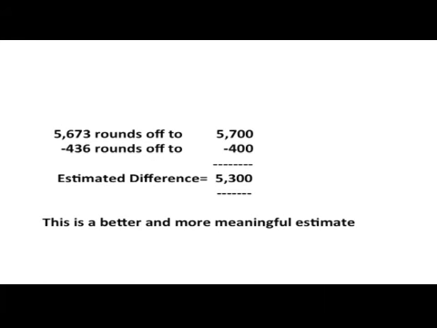To get a closer estimate, let us try rounding each number to hundreds. 5673 we can round off to 5700. 436 we can round off to 400. Then we find the estimated difference, and we get the answer as 5300. This is a better and more meaningful estimate.